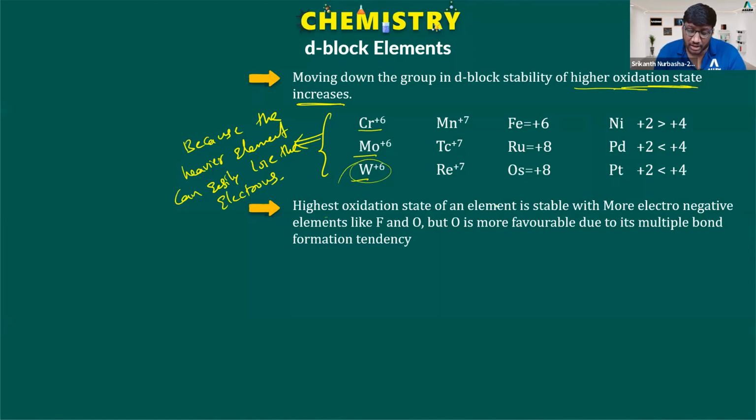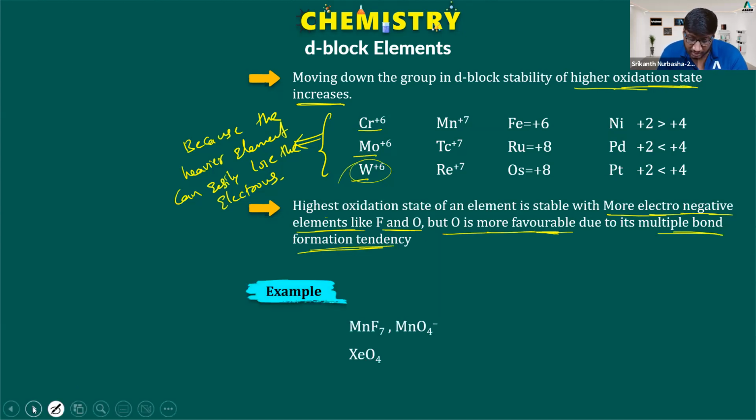And highest oxidation state of an element, we are saying plus 7, plus 8. But in which compounds are these possible? Highest oxidation states of an element are stable with more electronegative elements like fluorine and oxygen. But oxygen is more favorable due to its multiple bond formation tendency. For example, MnO4 minus: manganese will have double bond O, double bond O, double bond O, O minus. So manganese forms double bonds with oxygens. Because of that, stability is gained.